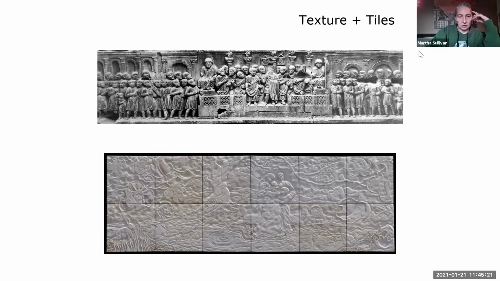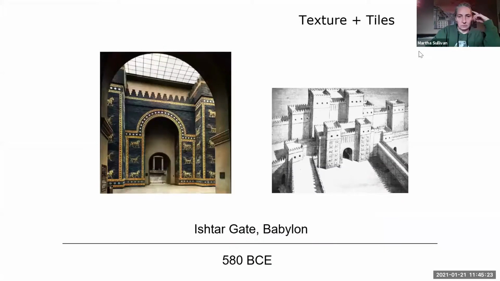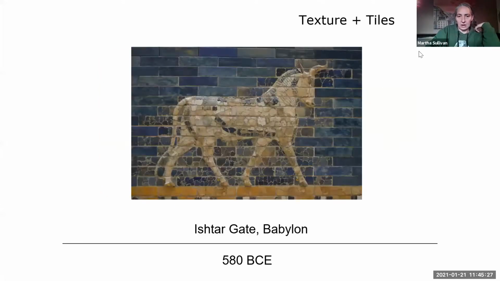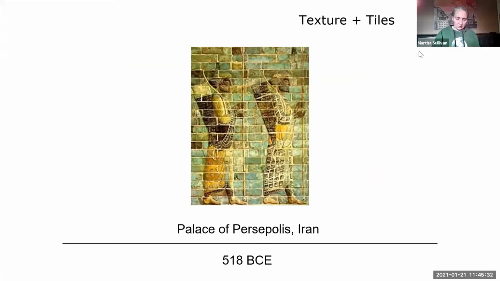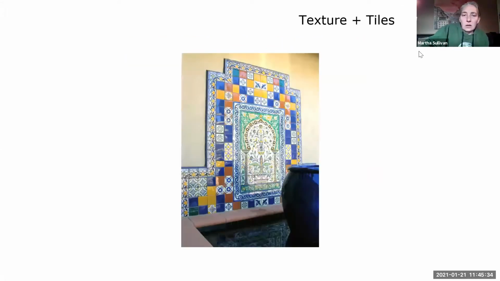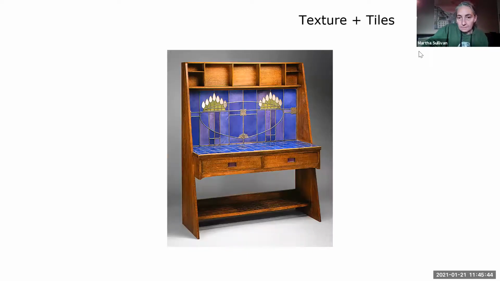Oh, showed you this one already. There's a little bit of the details of those lions and animals. Palace of Persepolis. These are things I'm hoping you're seeing in the history of architecture. Here's just a couple of more modern examples, just interiors, decorative tiles that go together, tiles inside of furniture. So this would have been at the turn of the 20th century, the arts and crafts movement.